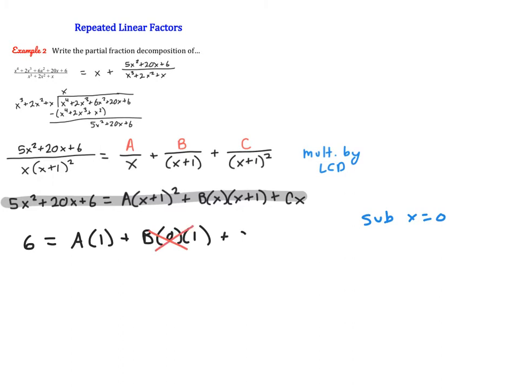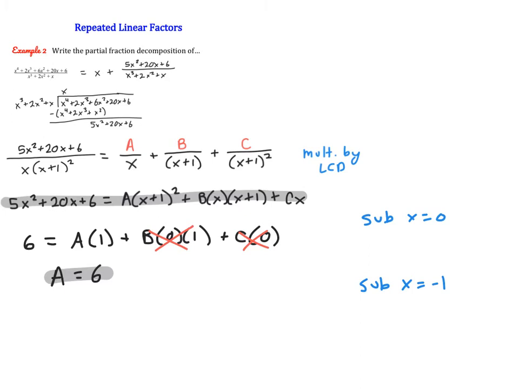And then you have plus c times 0, so this also cancels out. So this one's pretty convenient. You see that we have already solved for a, so a equals 6. So we do have another convenient number that we can substitute. We can substitute for x equals -1, which will clear a couple of our variables.